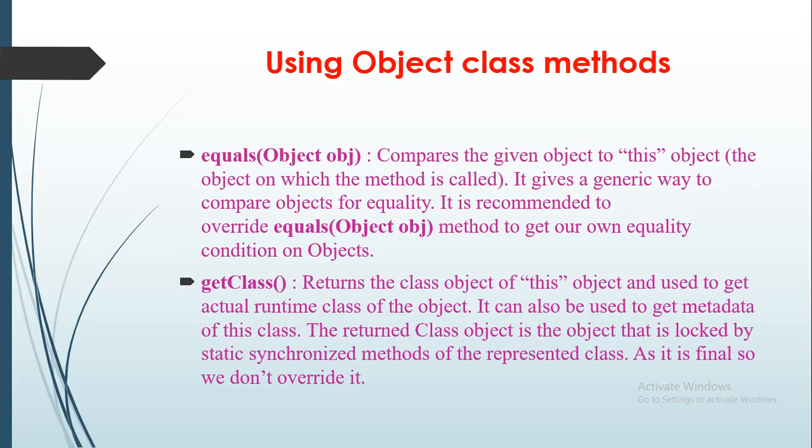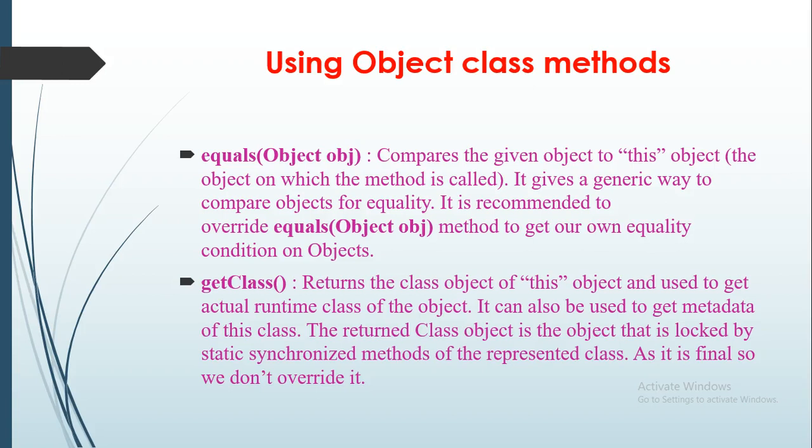Next is equals. It compares the given object to this object, the object on which the method is called. It gives a generic way to compare objects for equality. It is recommended to override the equals method to get your own equality condition on objects.